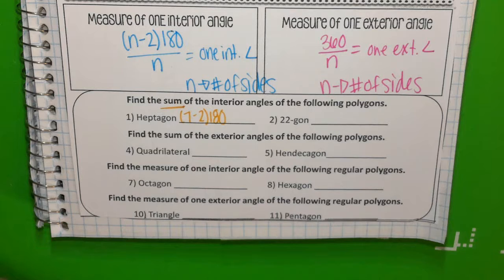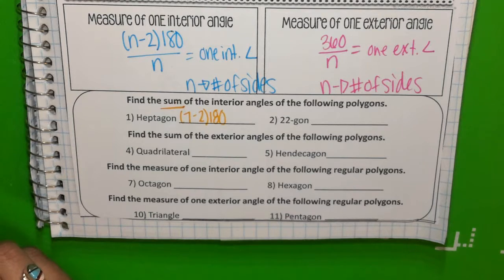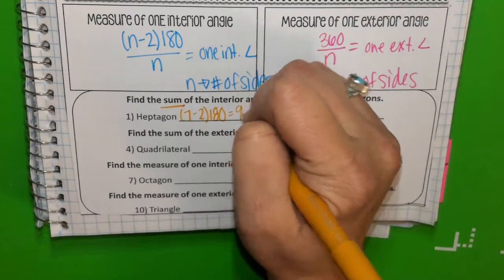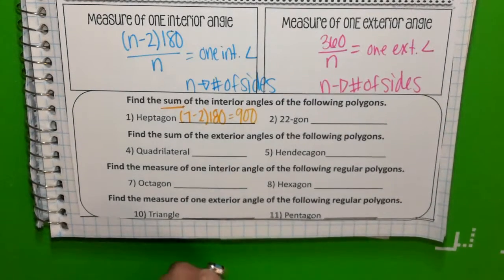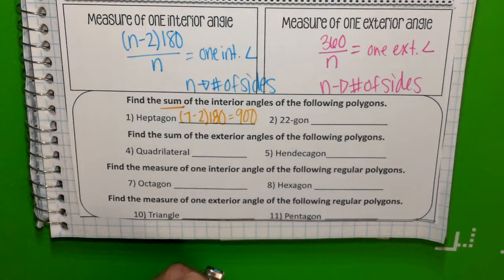Alright, what's 7 minus 2? 5. And what's 5 times 180? You're going to need a calculator. 900. Yes, 900. That's it. That's all you do.